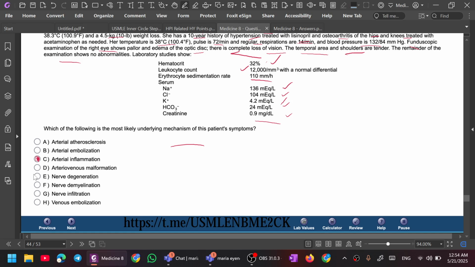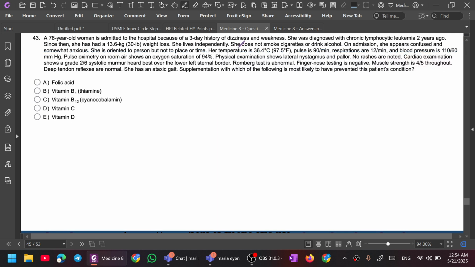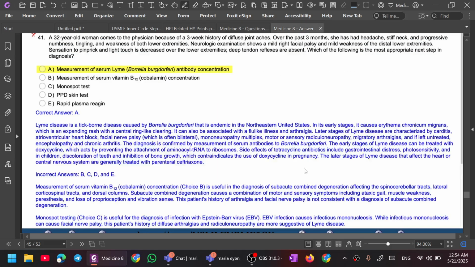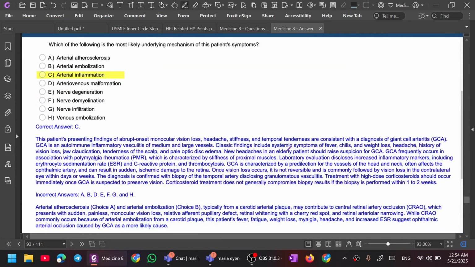New headaches in an elderly patient should raise suspicion of GCA. GCA frequently occurs in association with polymyalgia rheumatica, which is characterized by stiffness of proximal muscles. Lab evaluation discloses increased inflammatory markers, including ESR and CRP, and thrombocytosis. GCA is characterized by a predilection for the vessels of the head and neck, often affects the ophthalmic artery and can result in sudden ischemic damage of the retina. Once vision loss occurs, it is not reversible.